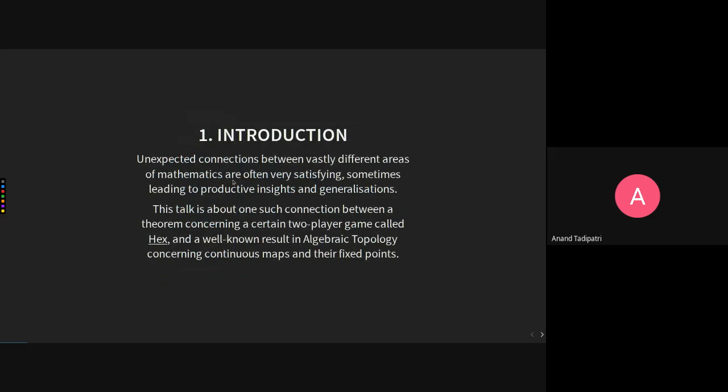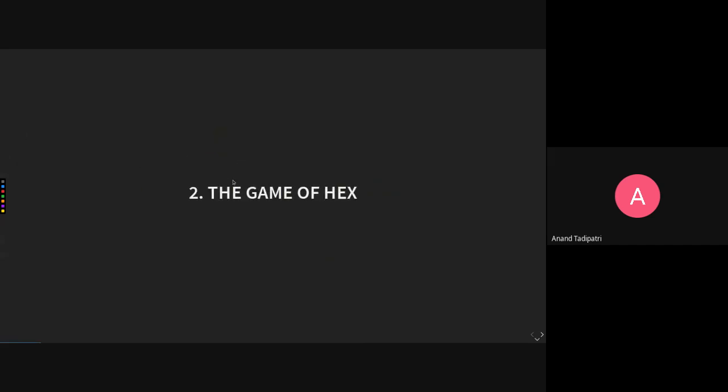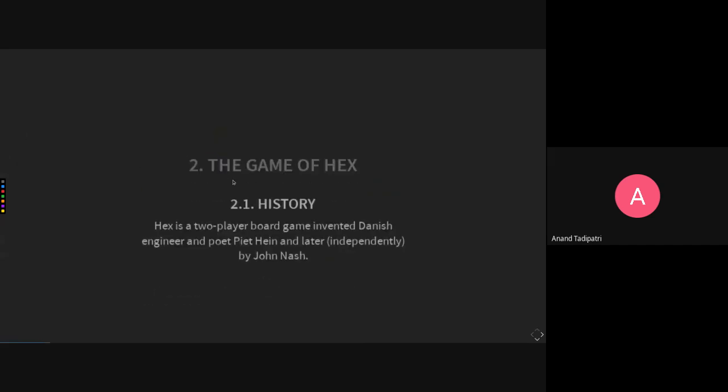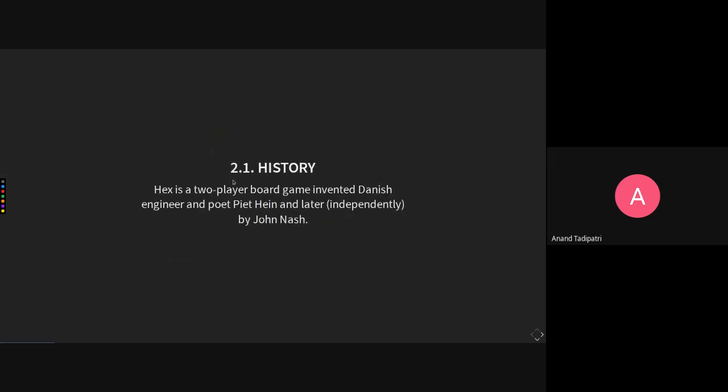So yeah, this is essentially what I said. On one hand, we have this game called Hex. It's a very simple combinatorial game. And on the other hand, we have this theorem concerning disks and maps and so on. So we'll start with the first character in the story, the game of Hex. Games are probably more fun to start with anyway.